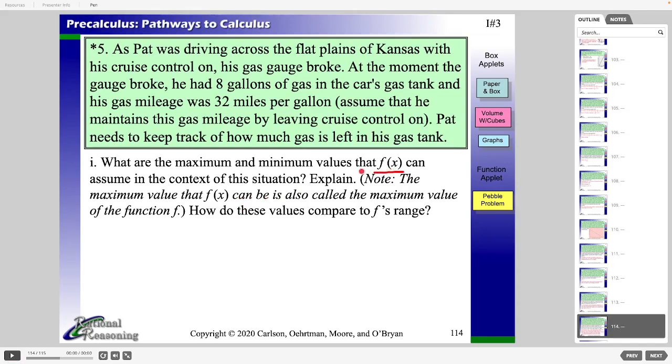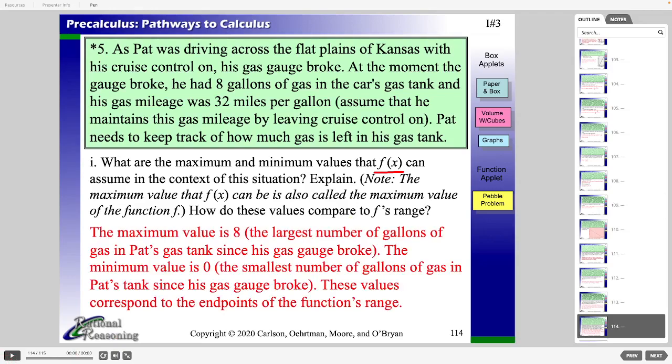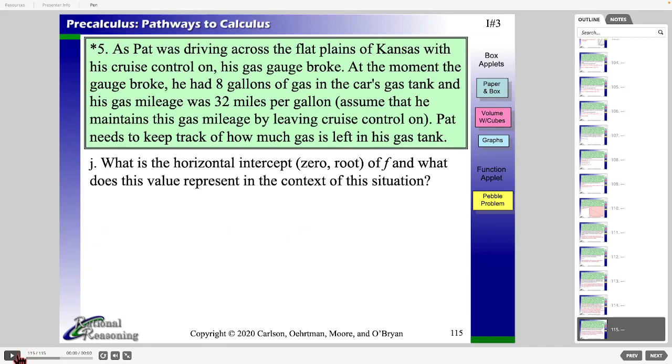So f of x itself, what's the maximum and minimum? We calculated that as the range. The maximum, we start with 8 gallons, and the minimum, we end up with 0 gallons. The maximum value of f of x is also the maximum value of the function. How do these values compare to f's range? They are the range. Okay, 0 to 8. So 0 is the smallest, 8 is the largest. That's the range. Those are the outputs.